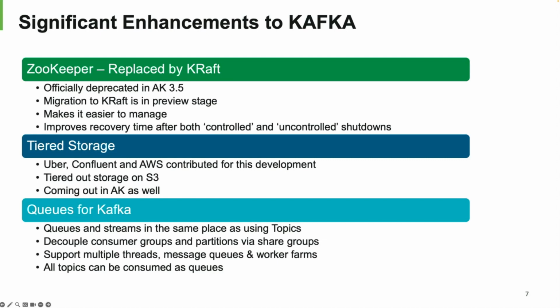And if you're still using Zookeeper, I think you should definitely plan to start migrating to Kafka. Some of those migrations are in the preview stage. And one thing to note is that you need to be on Confluent Platform 7.4 to be able to use those migration scripts. And the second point here is tiered storage, which is very important as data processing and data storage scale independently.